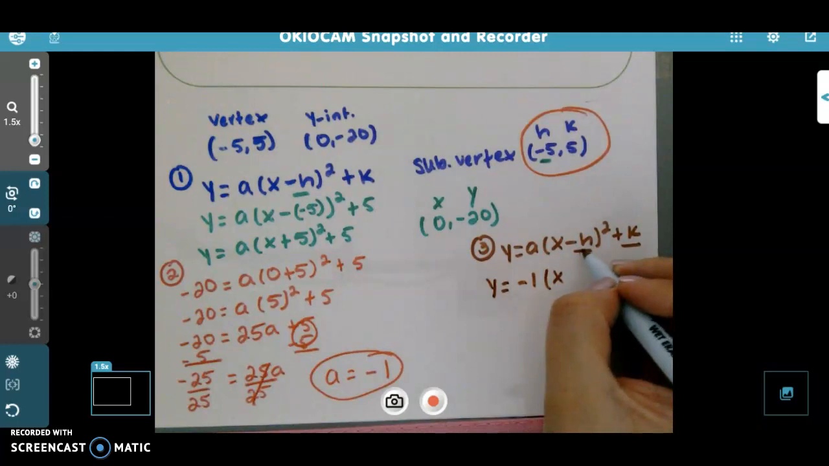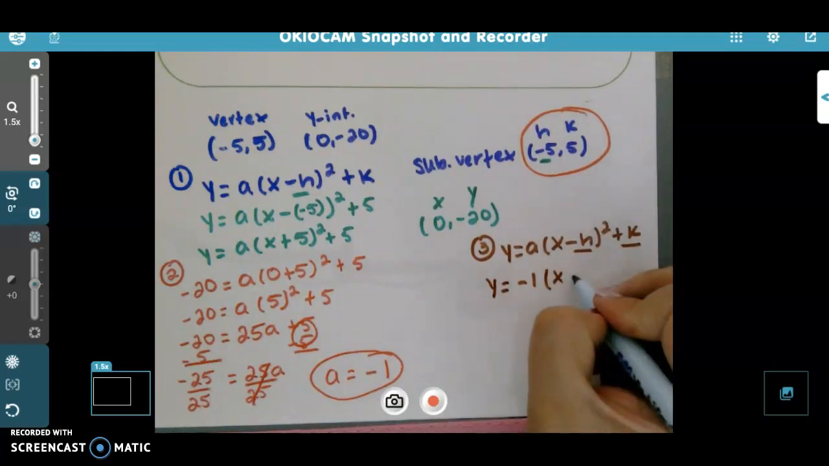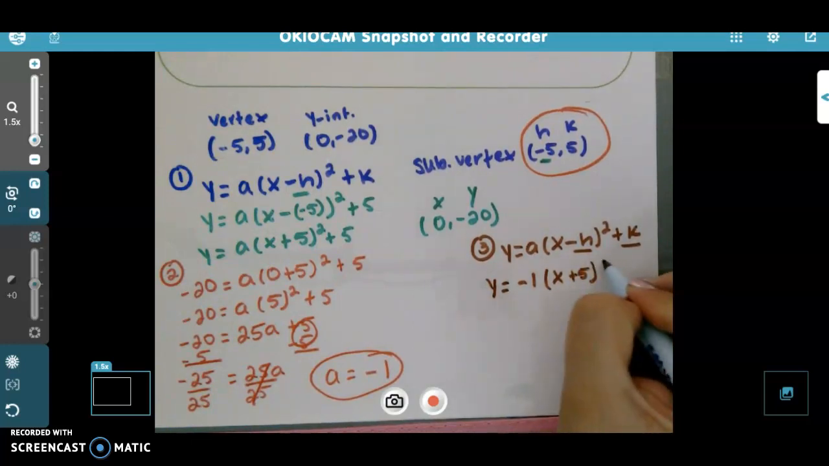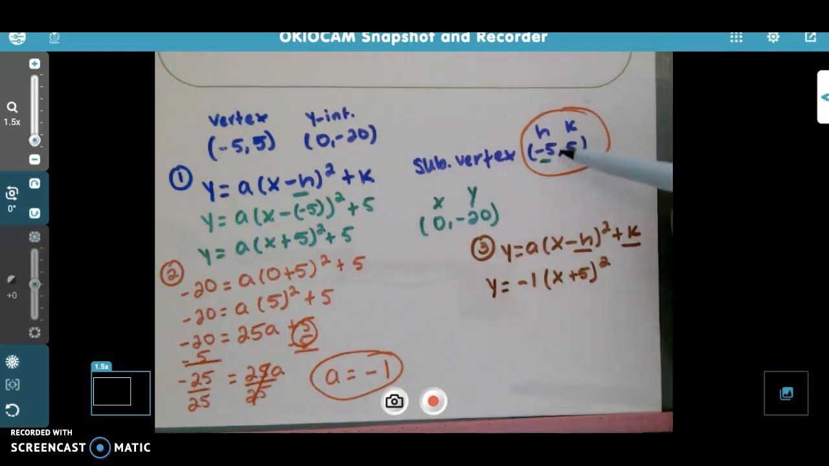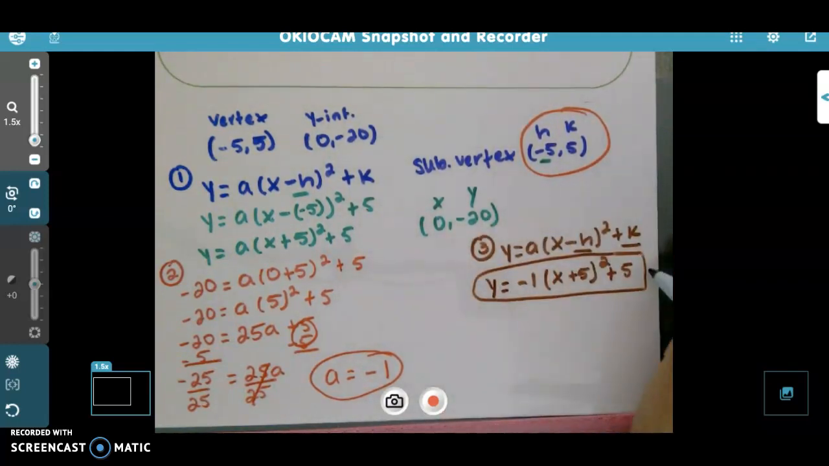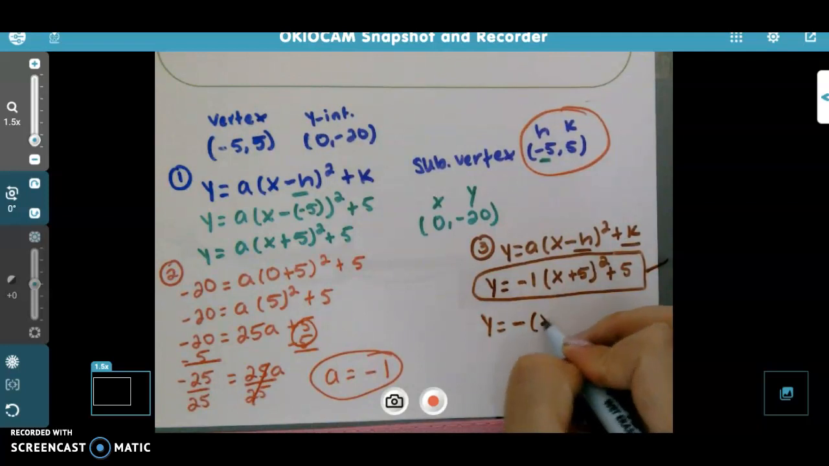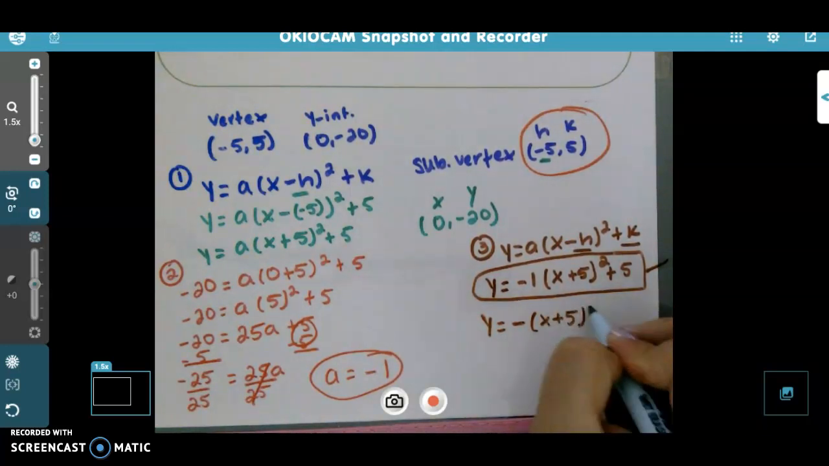Now remember, h is -5 and this is a minus, so it becomes a +5 now, to the power of 2. Remember, -5 times that subtraction sign, +5, plus 5. Okay, because that is my k. And now that is my vertex form. Now this is right, but what they're probably going to have in your answer choices is going to be y equals negative parentheses x plus 5 to the power of 2 plus 5, because they're going to simplify that one.